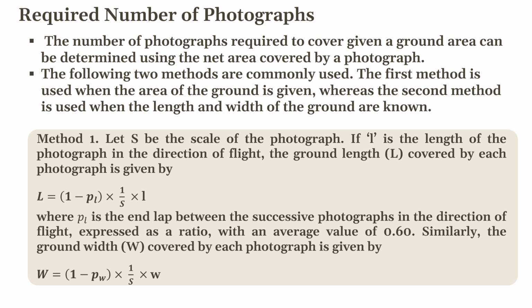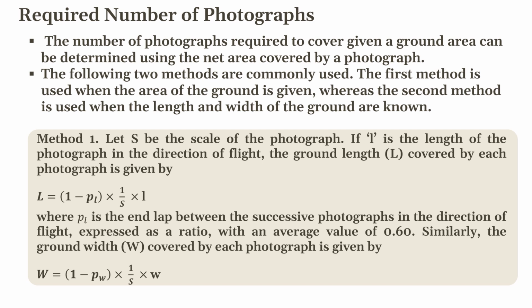Next is the ground length, capital L, covered by each photograph. If small l is the length of the photograph in the direction of the flight, the ground length capital L covered by each photograph is given by L = (1 - PL) × (1/S) × l. Here PL is the end lap between successive photographs and l is the length of the photograph in the direction of the flight.